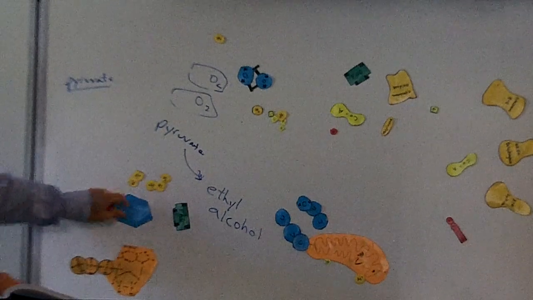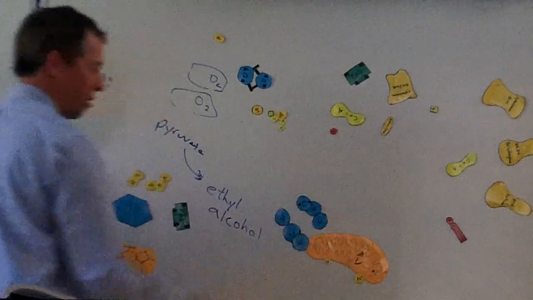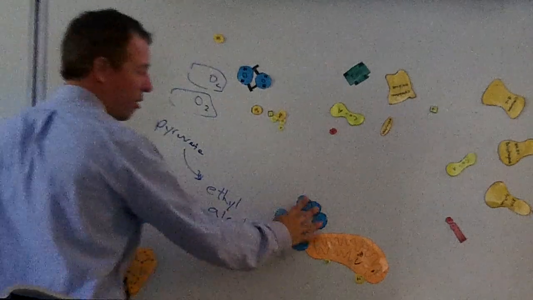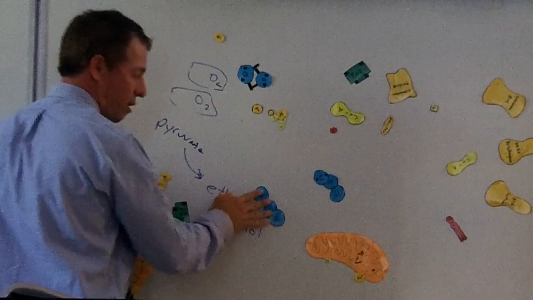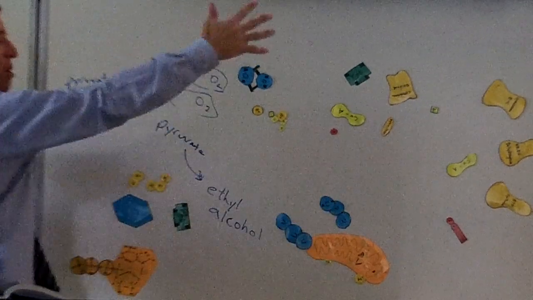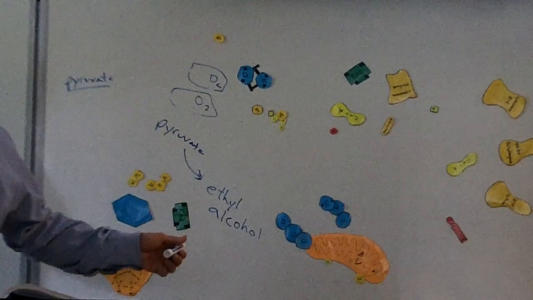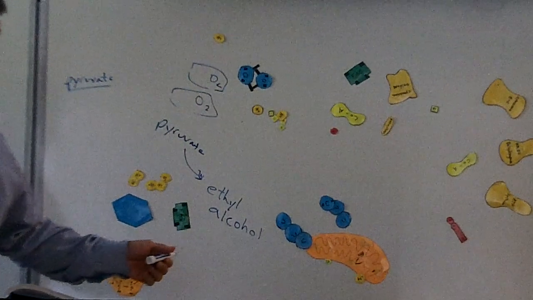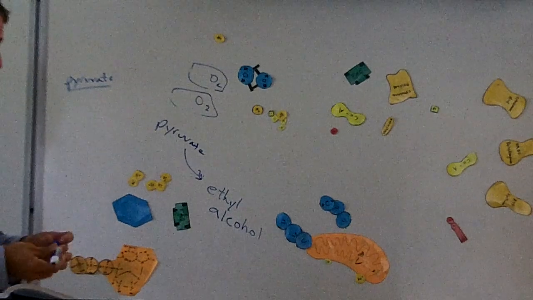And in reality, there are many thousands of them entering. They're not attached to one another. They enter the mitochondrion, and what I'm going to do on this board is make a big mitochondrion. The preparatory reaction.